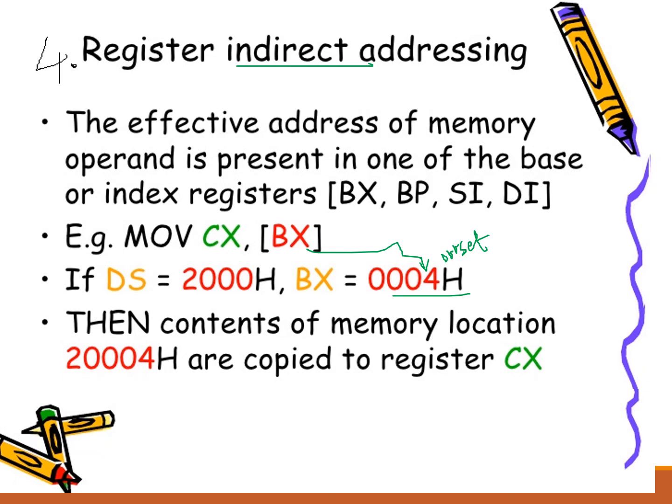The content of BX is acting as an offset address. As we are using the register indirectly, we are not using the register directly. Here the BX register is used indirectly to show the data existing somewhere. How? The content of the BX register is acting as an offset address. That is what we call register indirect addressing mode.